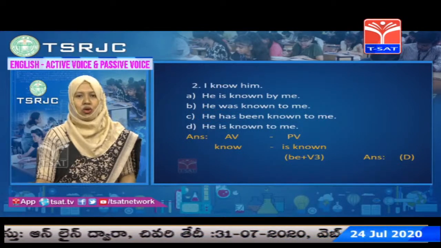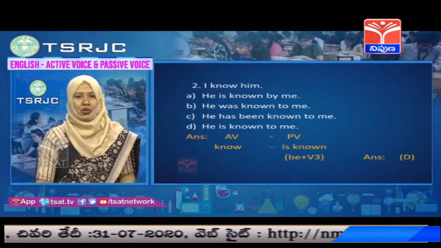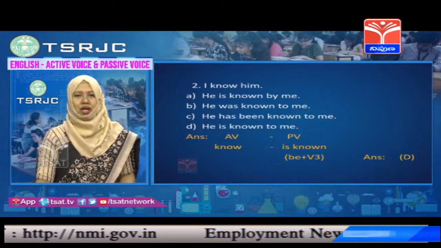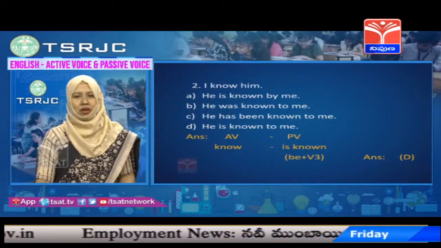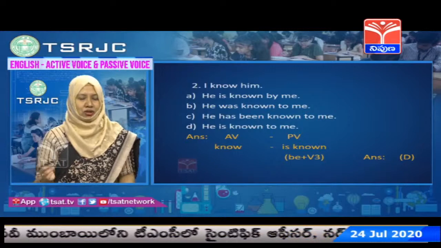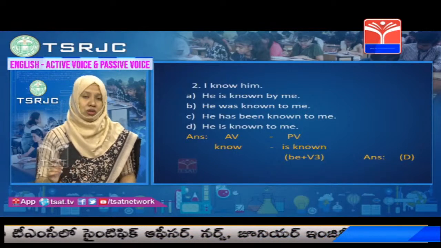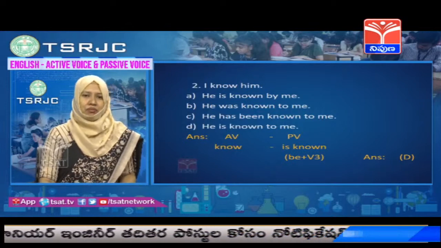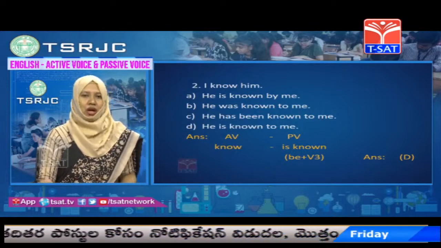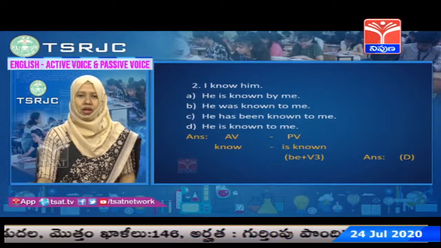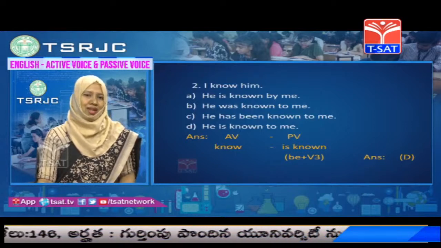Options: A, he is known by me. B, he was known to me. C, he has been known to me. D, he is known to me. Again remember the rule: subject becomes object and object becomes subject. Sorry, I know him. In this example you have 4 options: he is known by me, he was known to me, he has been known to me, he is known to me.